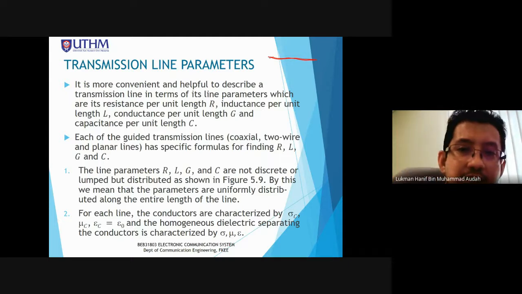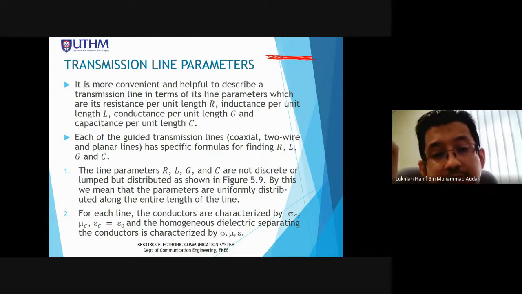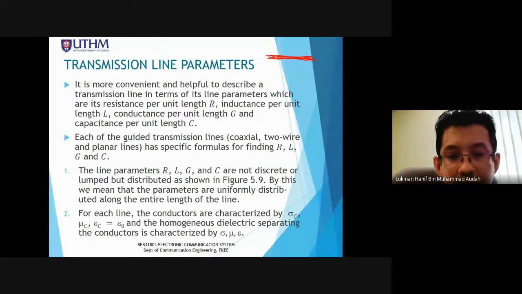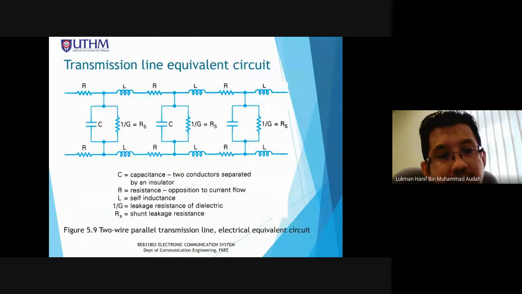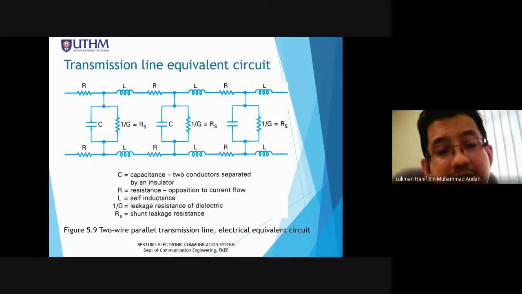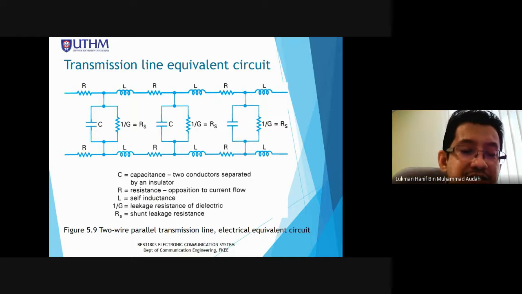Dia sebenarnya bukan satu garis macam ni. Sebenarnya kita boleh modelkan kabel itu dalam bentuk lump element yang terdiri daripada resistor, inductor dan juga capacitor. Okay. Dan kalau kamu lihat, inilah dia. So ini sebenarnya merujuk kepada balanced transmission line, two wire parallel transmission line, yang mana ada dua bahagian konduktor itu. Dan dia modelkan kabel ini dalam bentuk R, L, G and C.